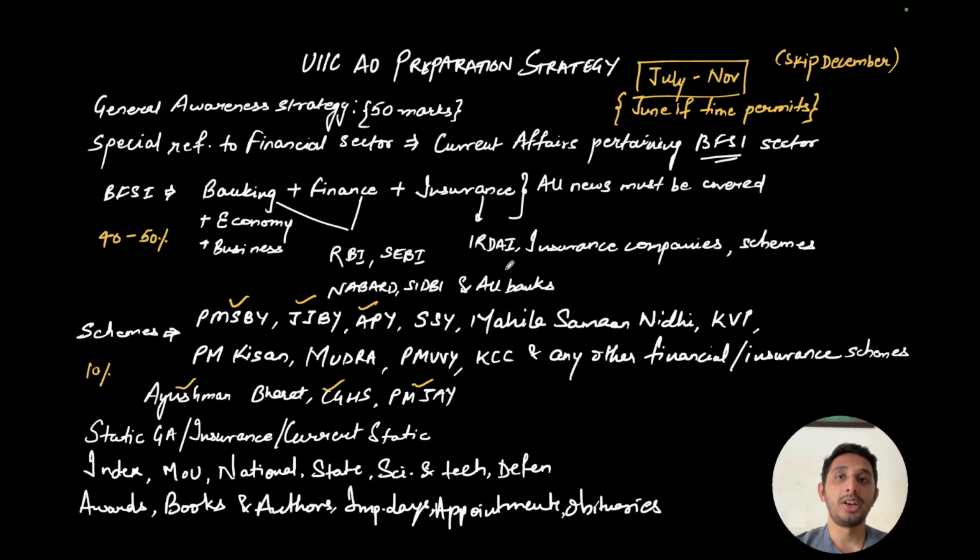Now we come to general awareness. This is also very important. So general awareness will be of 50 marks, as I told you, and it has been mentioned with special reference to financial sector. So current affairs pertaining to BFSI sector.